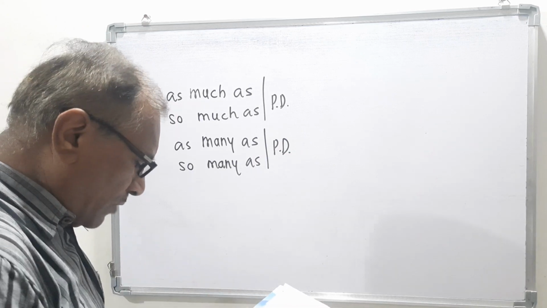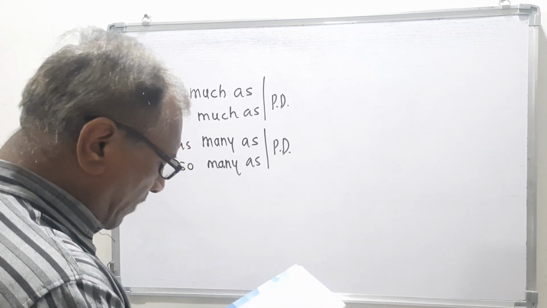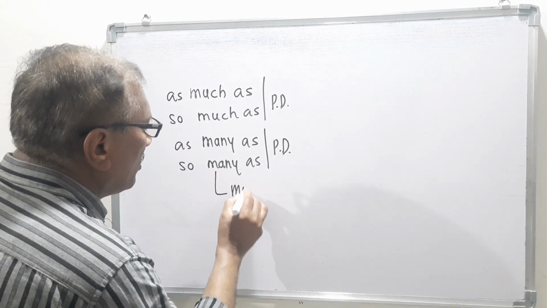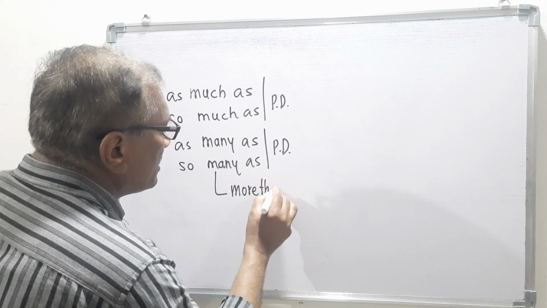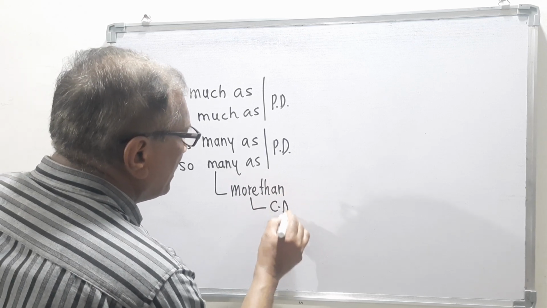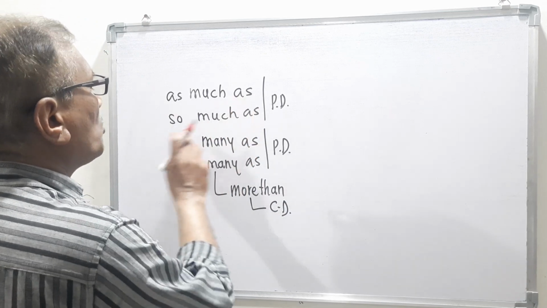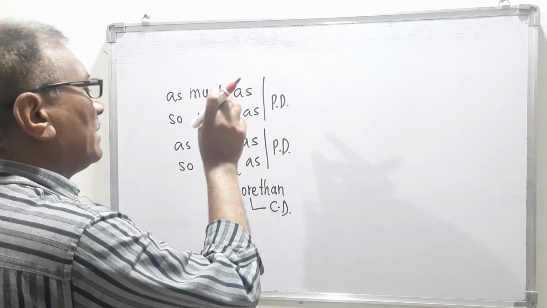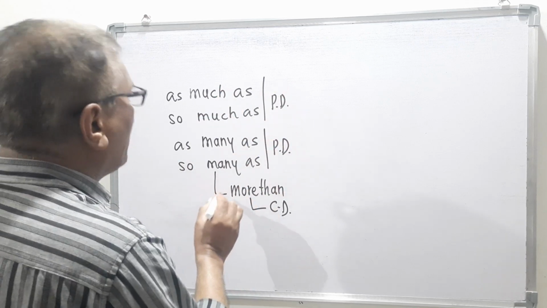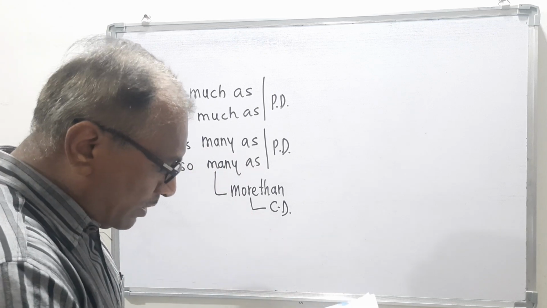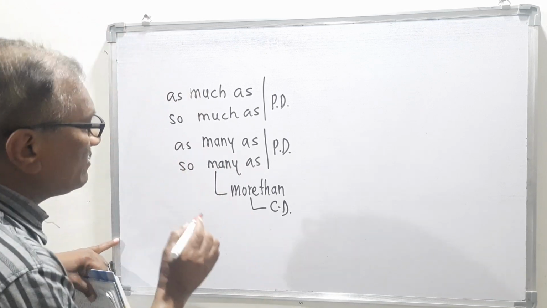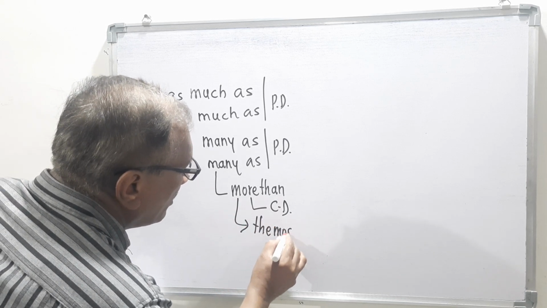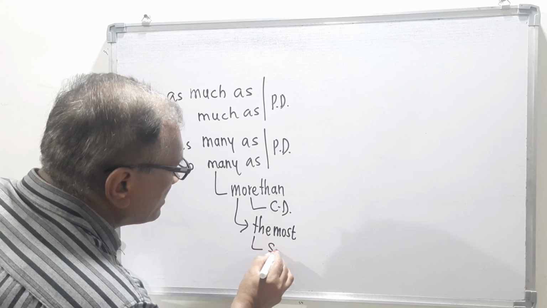And when we want to make the comparative form, then we can say more than. What will be? More than will be the CD form. Means as much as, so much as, as many as, so many as. These are the PD forms, and their comparative form will be more than, and the SD form will be the most.